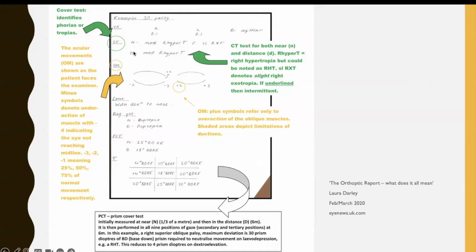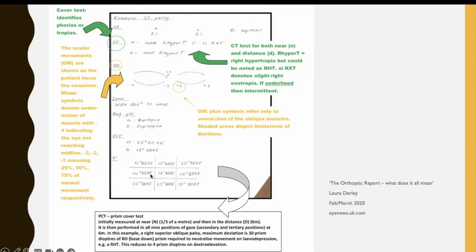So for example, you'll have the cover test, which looks at phorias and tropias, like I said. That will be for near, and that will be for distance. And that describes here that you've got a right hypertropia, for example. Then your ocular movements, and you can see here, you've got a +2 overaction, you've got some -3, which gives you the underaction. And then you can look at the convergence, the Bagolini glasses, and then here you've got the prism cover test. So what this tells you is that in near there's a 25 base down in the right eye, and then in the distance there's 18.